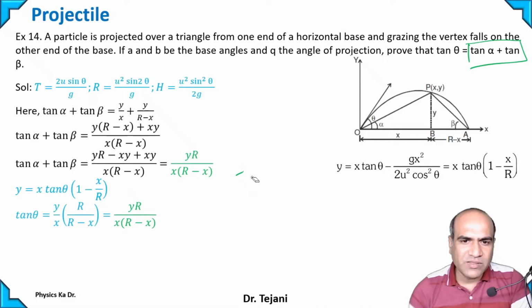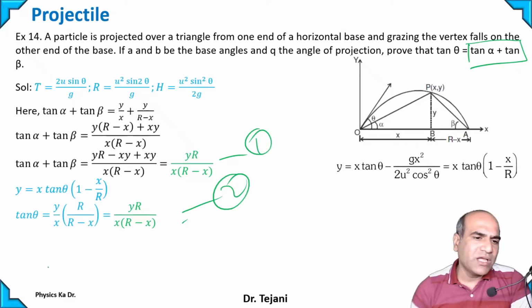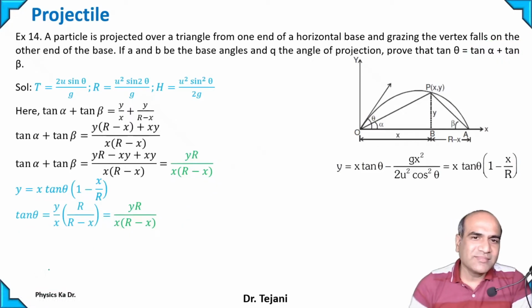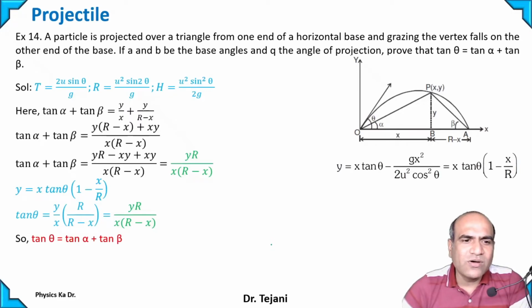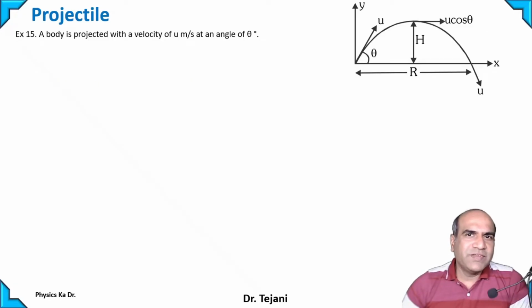If you just compare these two, 1 and 2, can we say both are equal? Yes, of course, both are equal. Therefore, tan theta is equal to tan alpha plus tan beta. It is proved. Example number 15 is here.